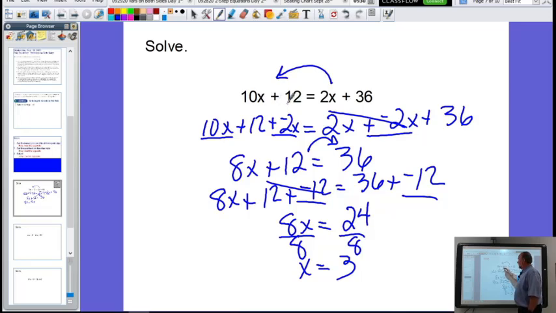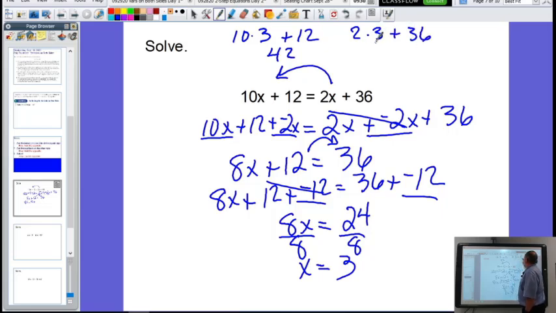And if you remember, we can check this by plugging our 3 back into the equation. So we would do 10 times 3 plus 12. Well, 10 times 3 is 30, plus 12 gives me 42. Then I do the same thing on the other side: 2 times 3 plus 36. And 2 times 3 is 6, plus 36 gives me 42. If those two are equal, then I know that is a good answer.